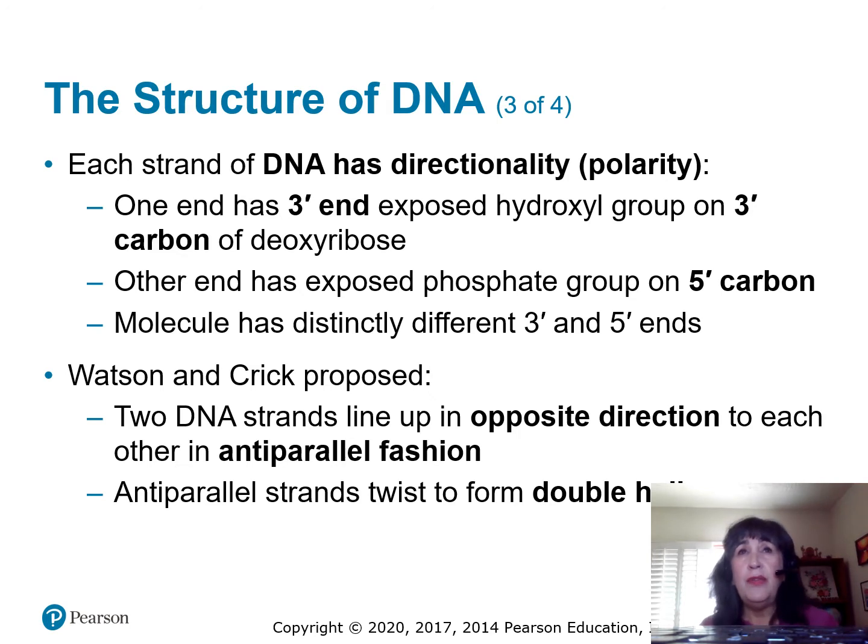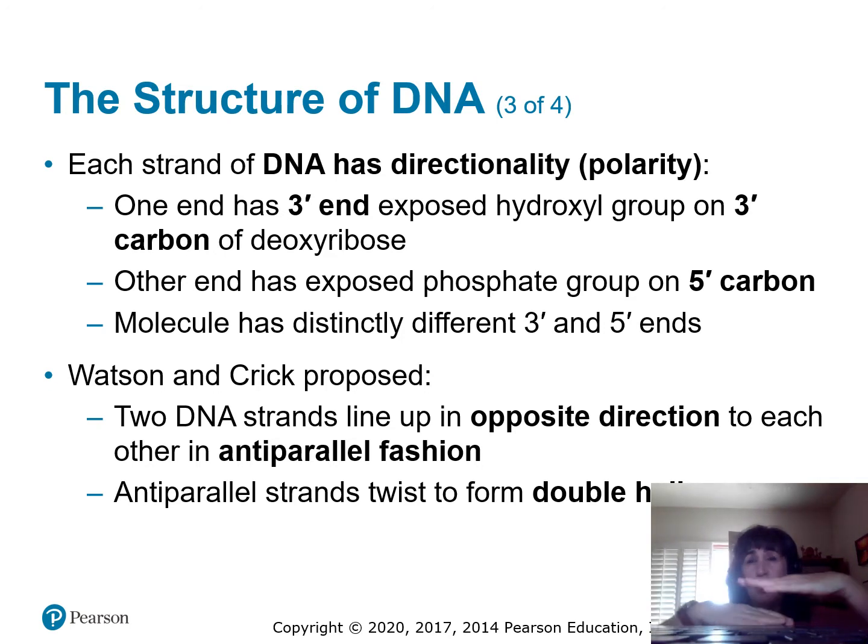Each strand of DNA has directionality, as I mentioned before. One side ends in the 3 prime carbon end and the other end ends in the 5 prime carbon end. And so when we take a look at the 2 strands, we know that they are anti-parallel. One strand is going in one direction and the other strand is going in the other. So they are anti-parallel strands. And these twist around to form the double helix.